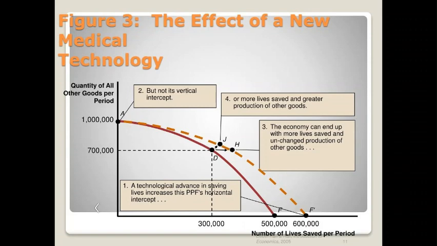A technological advance in saving lives increases the production possibility horizontal intercept. From this diagram, what it's basically trying to tell you is that there are different factors that could cause a rightward shift of the production possibility frontier, such as new technology, right? If there is new technology in an economy, the production process will increase, and that will lead to more of our ability to obtain more goods and more services for the economy as a whole.